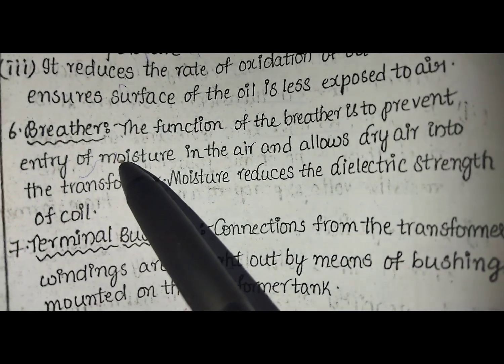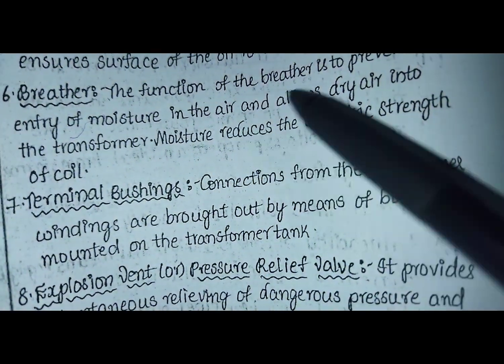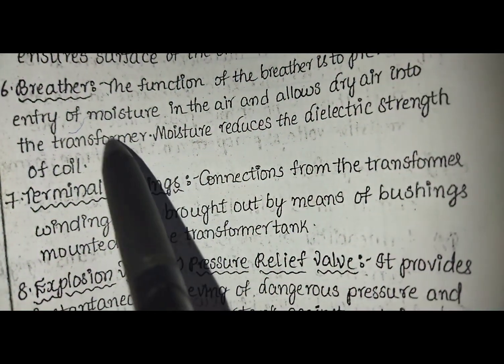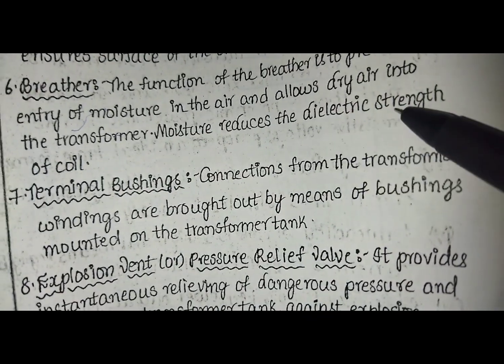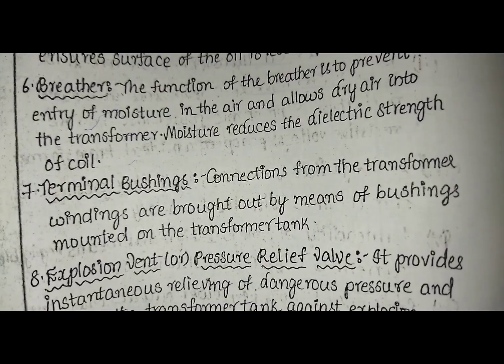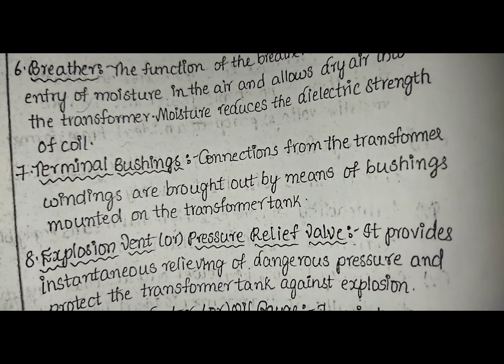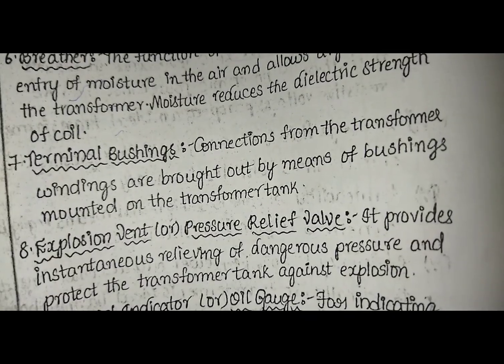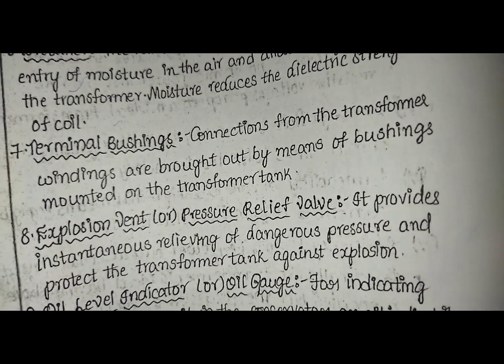Breather. It prevents the entry of moisture in the air and allows dry air into the transformer. Moisture reduces the dielectric strength of the coil. Terminal bushing. The connections from the transformer winding are brought out by means of bushings mounted on the transformer tank.